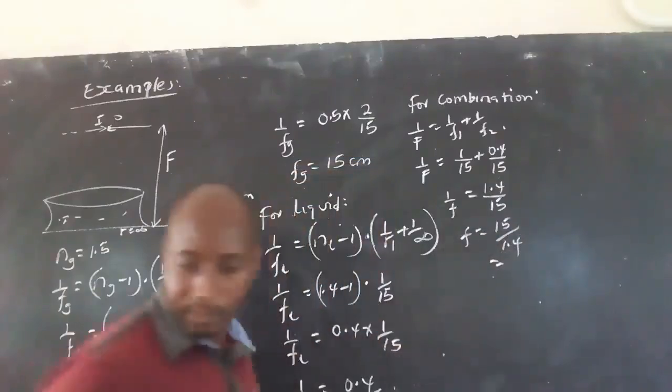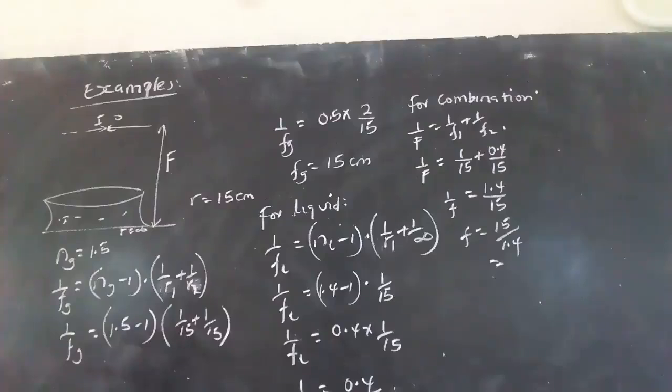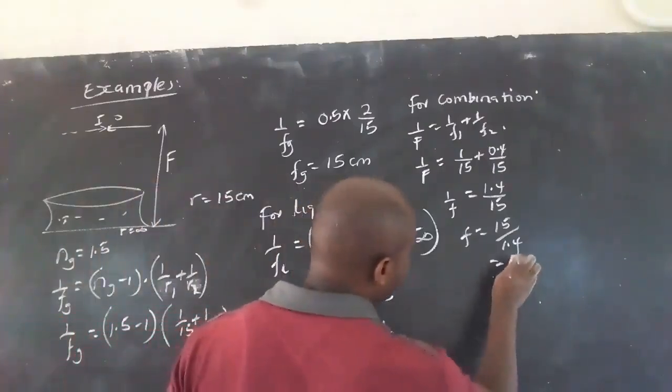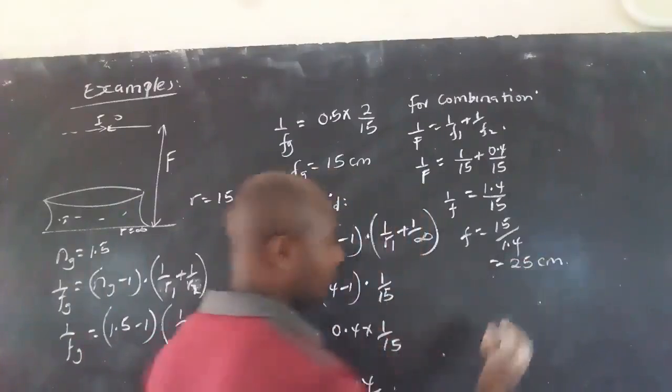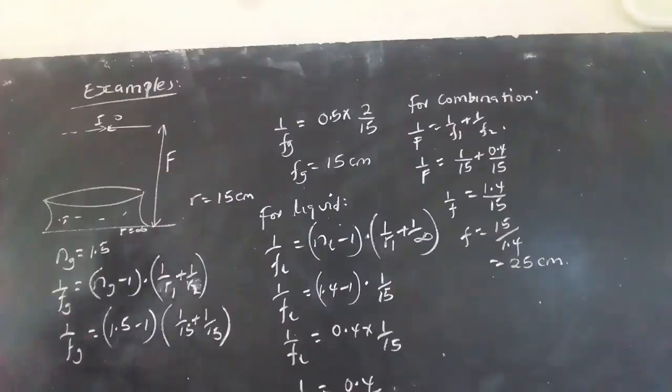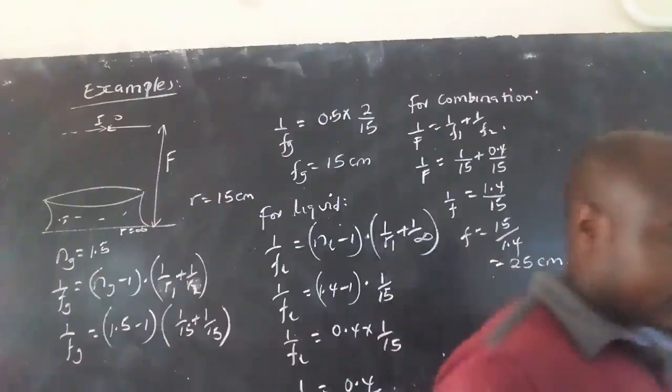It is always less than the focal length of the individual lens, which we shall be able to get as 25 centimeters. Every time you can get it. Okay, 25 centimeters. You can get it and see what you get. I think it is likely to be less than that. That one might be having some mistakes. That's example number 1.